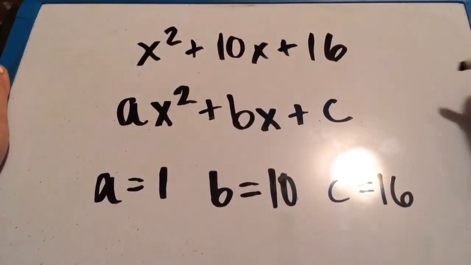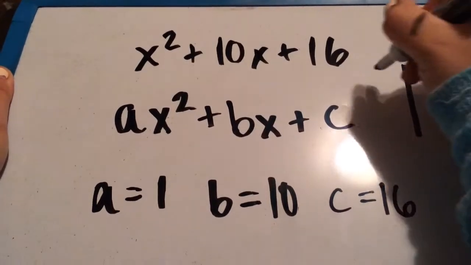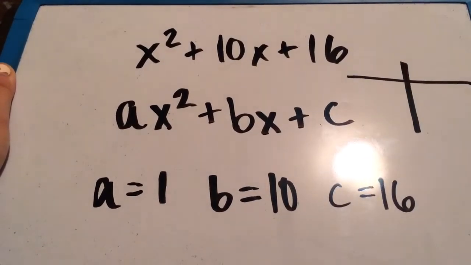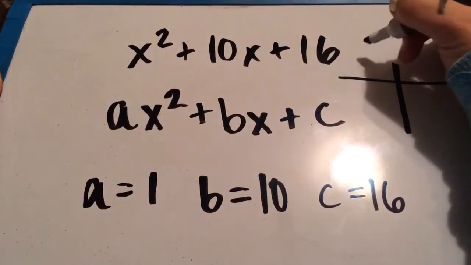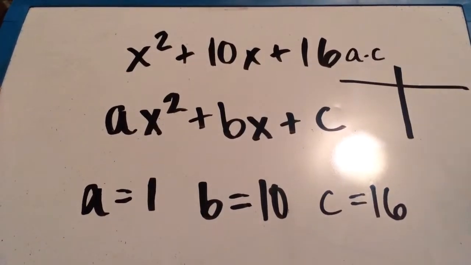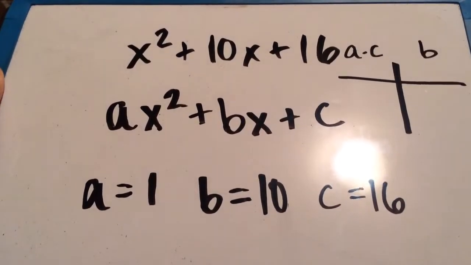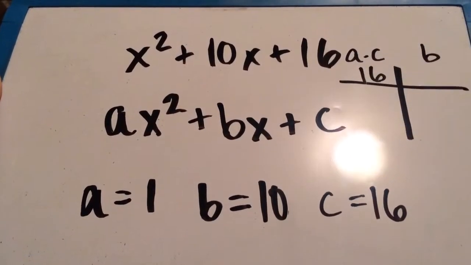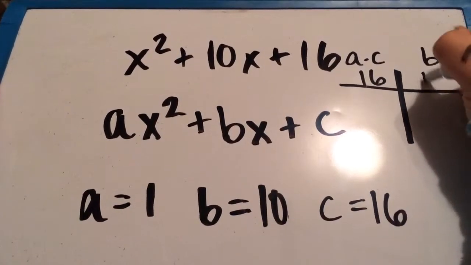So to start factoring this trinomial, we're going to use something called a t-chart. The left side is going to have a number and the right side is going to have a number. To determine those numbers, first you have to know that the left side is a times c and the right side is b. So in this trinomial, a times c is 1 times 16, so on the left side we're going to put 16. And then b is 10, so on the right side we're going to put 10.